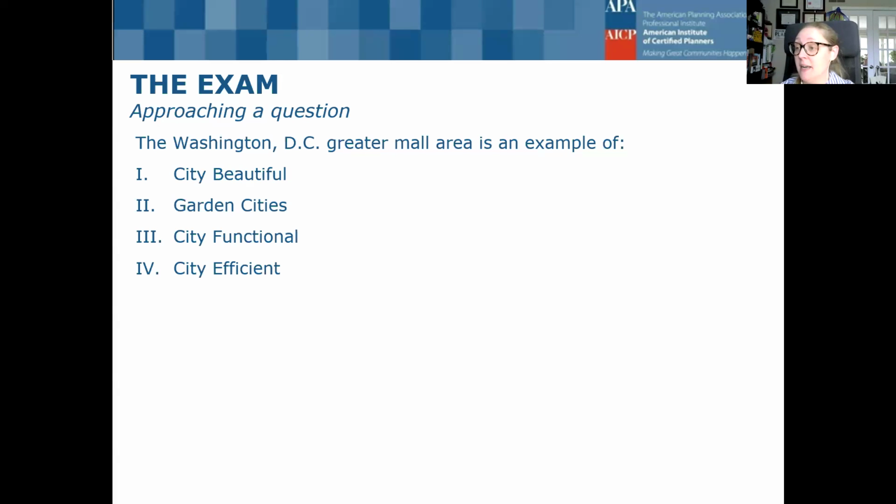So this last one is an example of one of those questions where it's a memorizing thing. This particular question I put in here, and we're going to assume we have no idea what the answer is, that we just totally skipped over the planning movements section when we were studying. So I'm looking at this and going, all right, the Washington, D.C. Greater Mall area is an example of city beautiful, garden cities, city functional, and city efficient. So I'm like, oh man, what do I do?